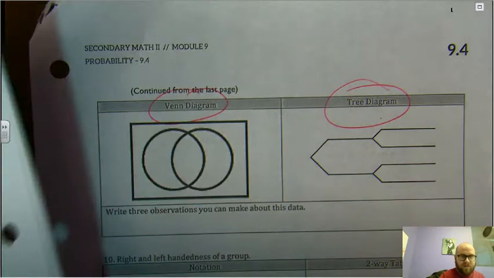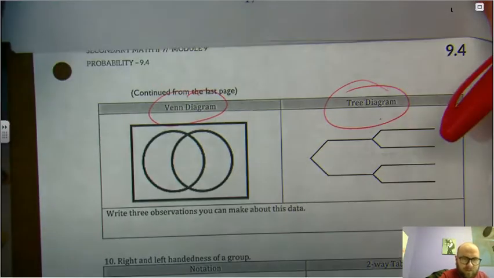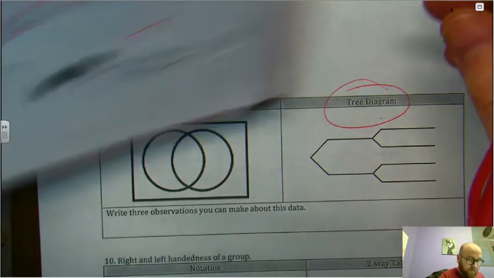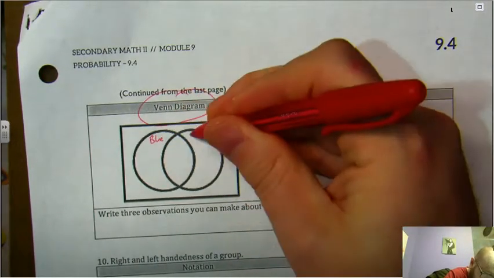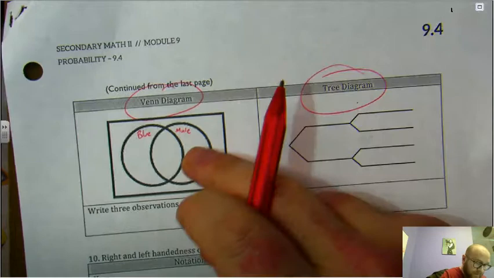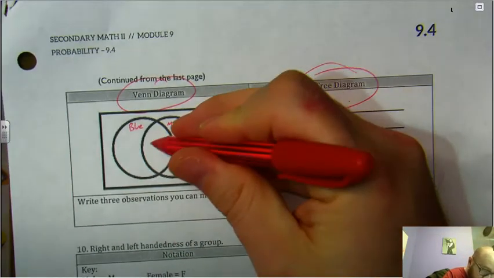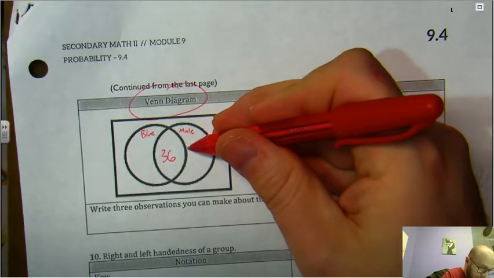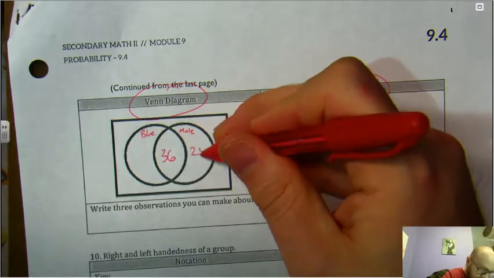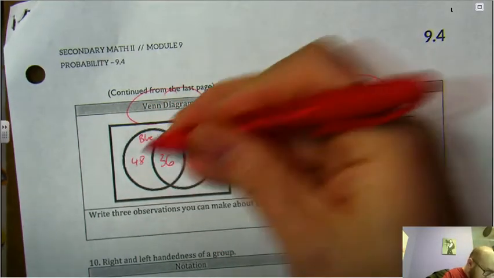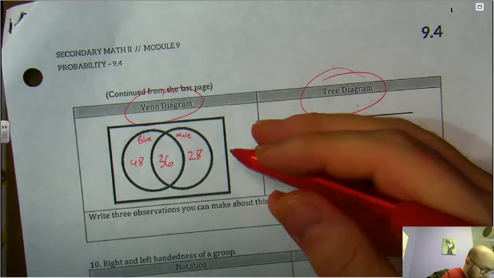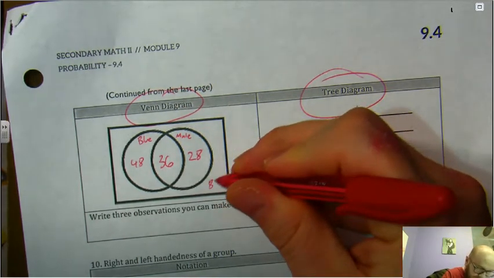Okay. From that, we can build a Venn diagram based on however we want to do this. For example, we could make this blue. We could make this male. Okay, and then our blue males were 36. Our males who were not blue were 28. Our blue who were not males was 48, and then our females who were not blue were 86.